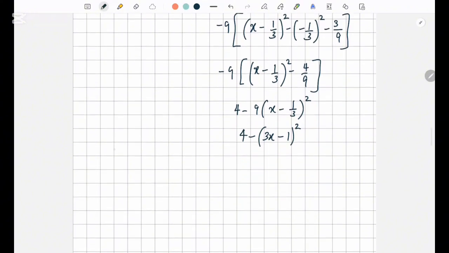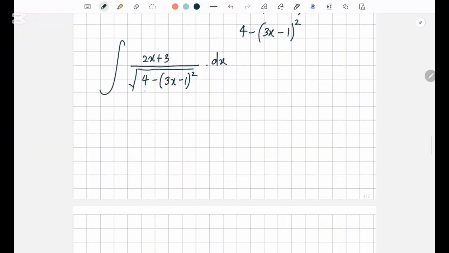So it's going to be 2x plus 3 over root of 4 minus 3x minus 1 in brackets squared. So now what I'm going to do is take 4 outside. So when I take 4 outside from the root, it's going to be 1 over 2, right? So 1 over root 4, so it's 1 over 2 into 2x plus 3 over root of 1 minus 3x minus 1 squared over 4, right? Since I took 4 out.